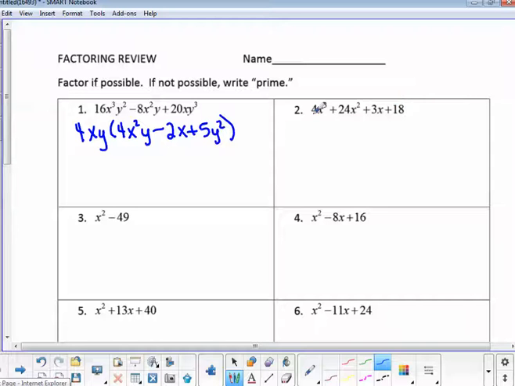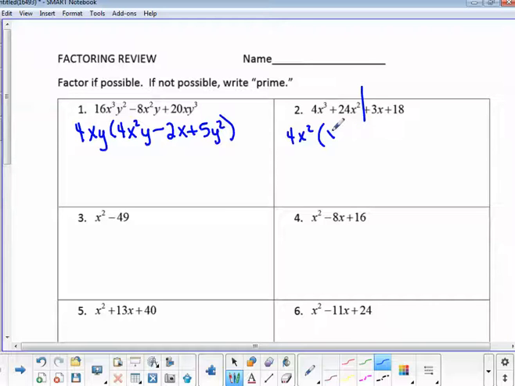Okay, for problem 2, anytime you see 4 terms, you want to think about factoring by grouping. So when you factor by grouping, you split them into 2 pieces. In the first group, 4 and 24 have 4 as a common factor, and they both have at least x squared. So you're going to take out 4x squared.